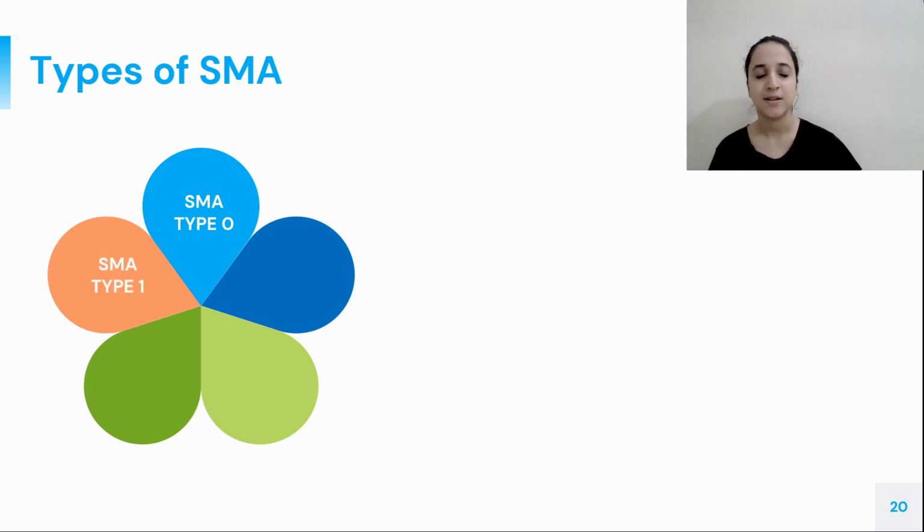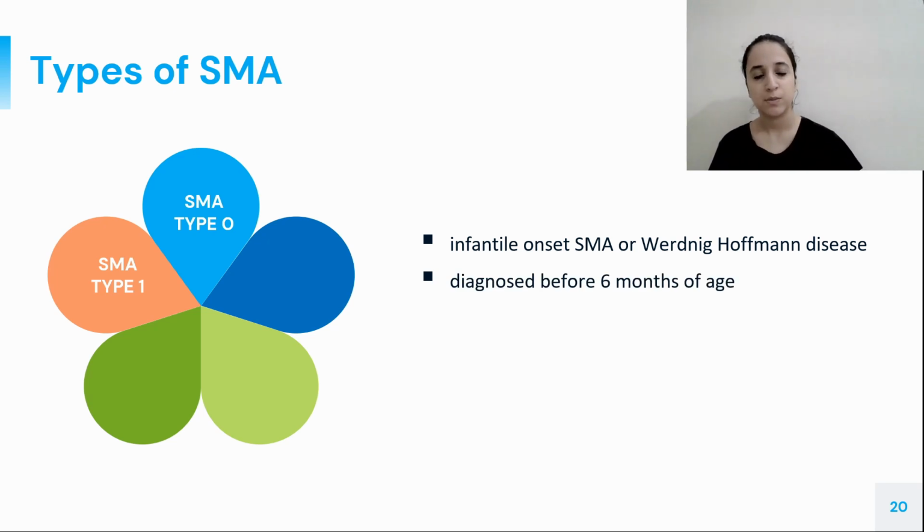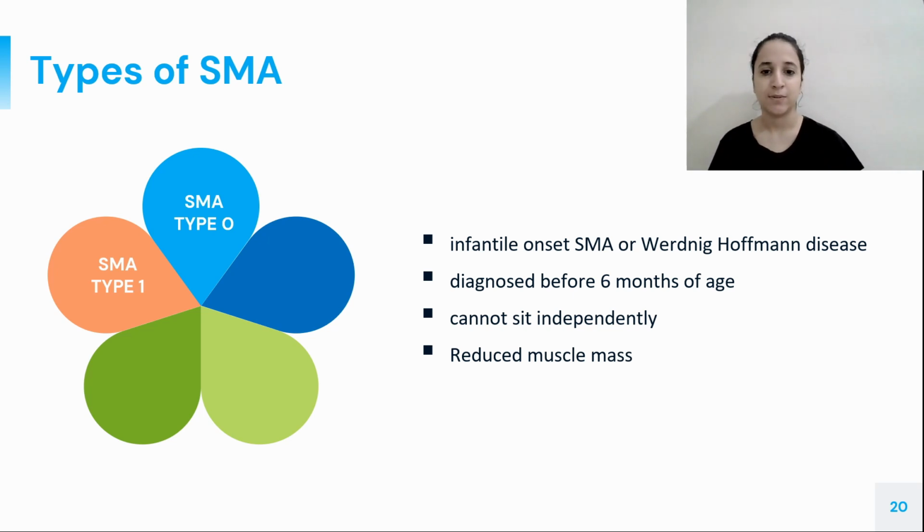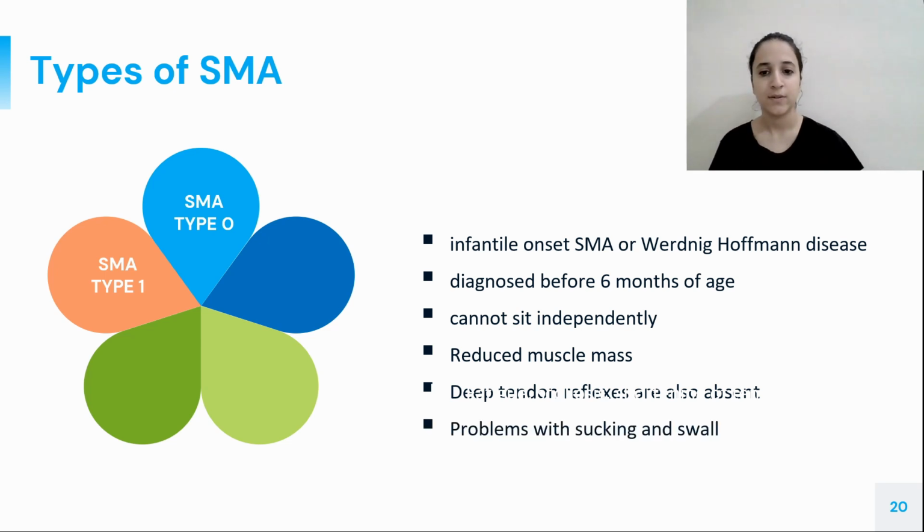The next type is SMA type 1. It is also called infantile onset SMA or Werdnig-Hoffmann disease. It is diagnosed before 6 months of age, in most of the cases around 2.5 months of age. The child here cannot sit independently. He or she would exhibit reduced muscle mass. Deep tendon reflexes are also absent. And the child might exhibit problems with sucking and swallowing. The child would usually survive only till about 24 months of age, only with supportive care.